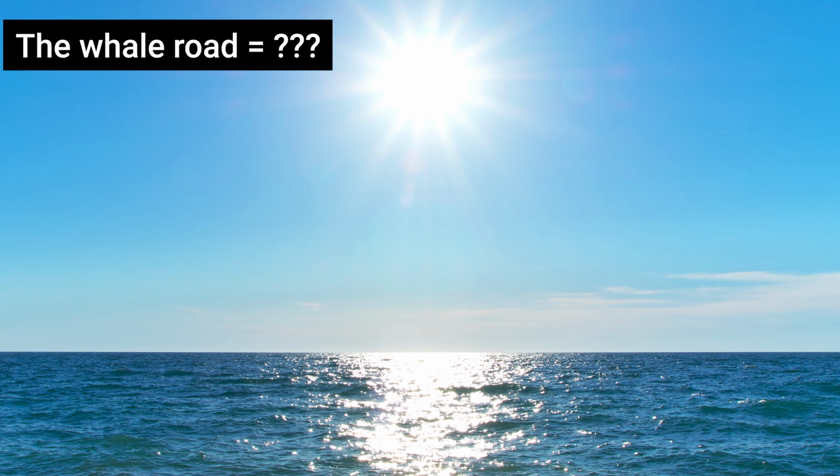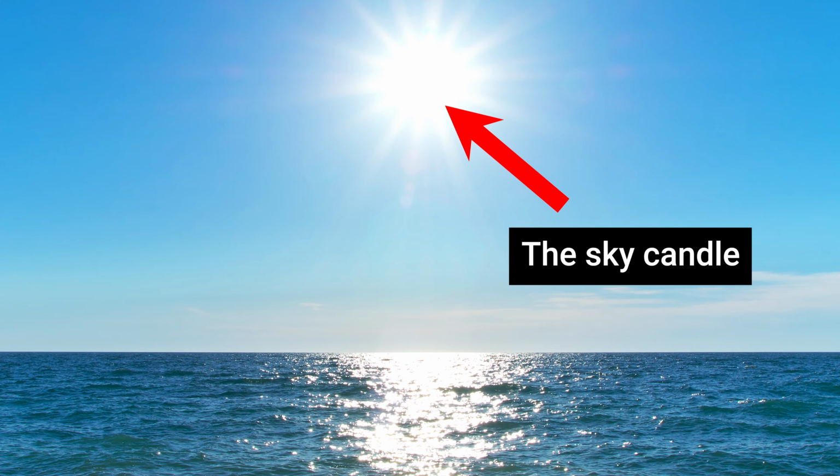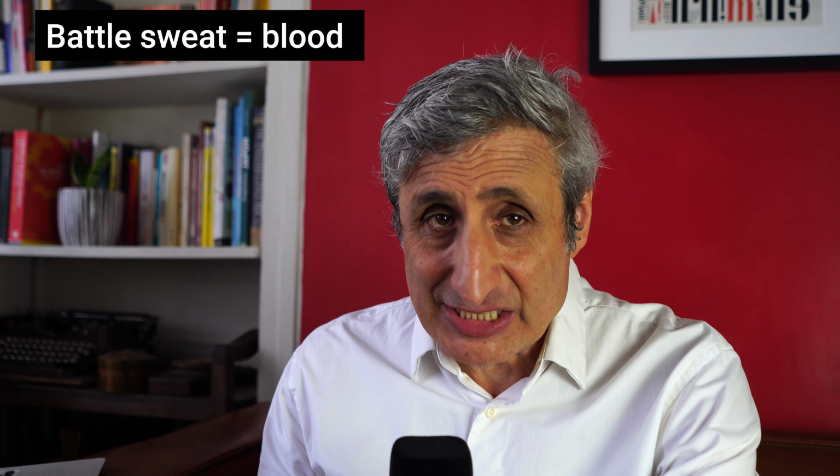Kennings. These are kind of figurative expressions common in Old English poetry, and you can usually work out their meanings from the context. The Whale Road, that's the sea. The sky candle, that would be the sun, or perhaps the moon. Battle sweat, that's blood. Your bone house, yes, you got it.